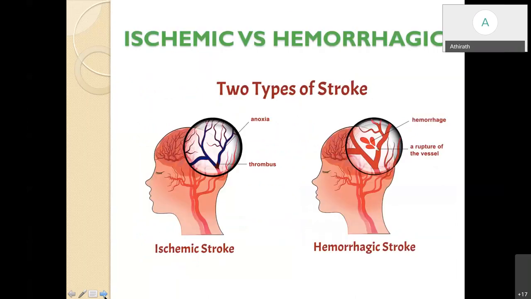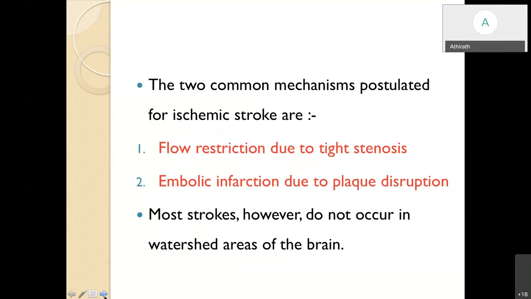My colleague Dr. Arun has told you in the previous class the two types of strokes, which are ischemic stroke and hemorrhagic stroke. We in our practice more commonly deal with an ischemic stroke. The two common mechanisms postulated for ischemic stroke are either a flow restriction due to a tight stenosis or an embolic infarction due to plaque disruption. Most strokes, however, do not occur in the watershed areas of the brain.